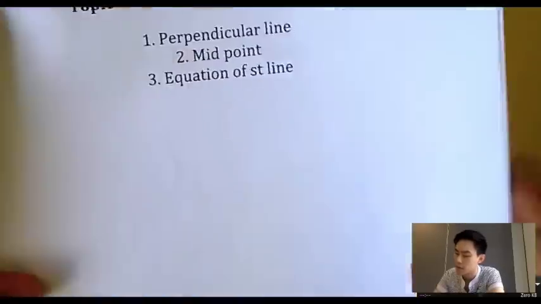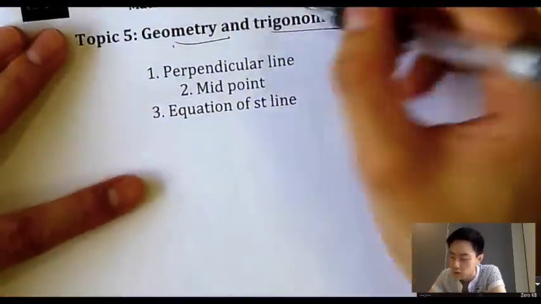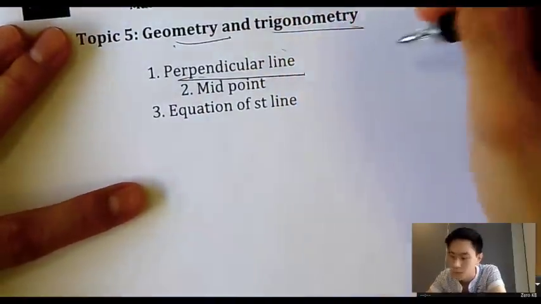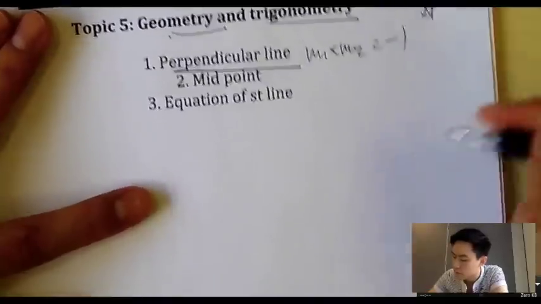Okay, and then next topic, topic 5, geometry and trigonometry. So for geometry, you need to know two perpendicular lines. If the slopes of these two lines are m1 and m2, m1 times m2 must be equal to -1. This you have to memorize.